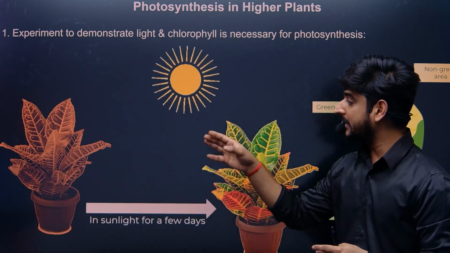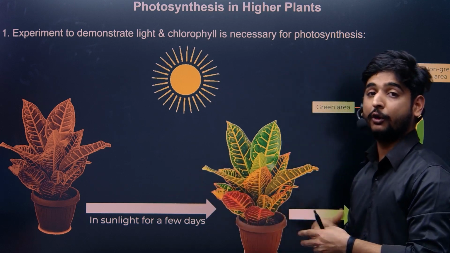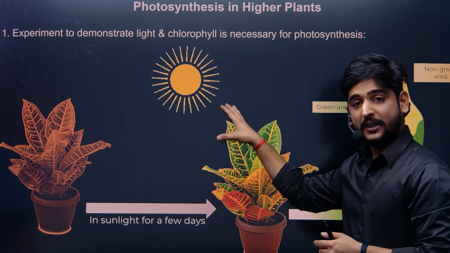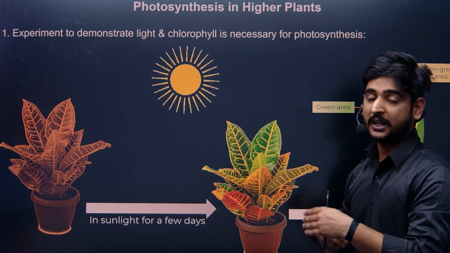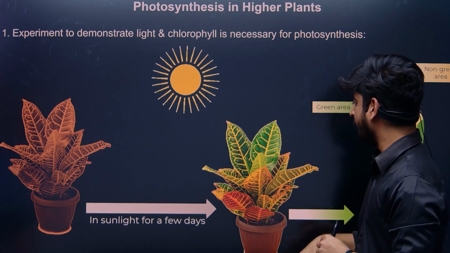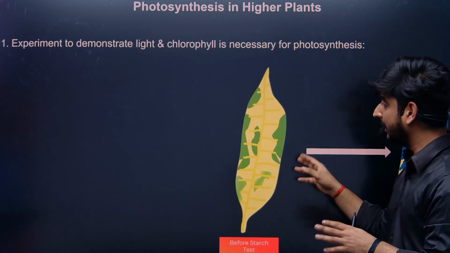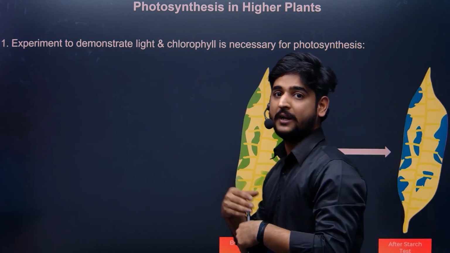I am going to put the same plant now in sunlight. Okay, you did that. What's going to happen? As soon as the plant gets some sunlight, it will start doing photosynthesis and start producing glucose once again. And then we are going to test the green and non-green regions for starch.